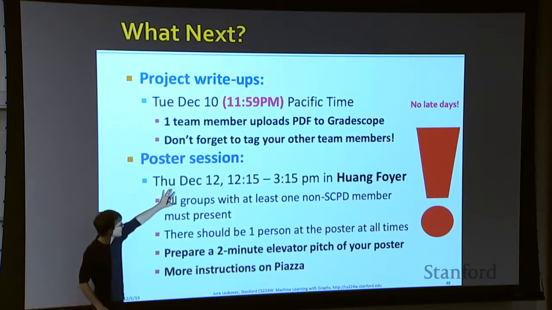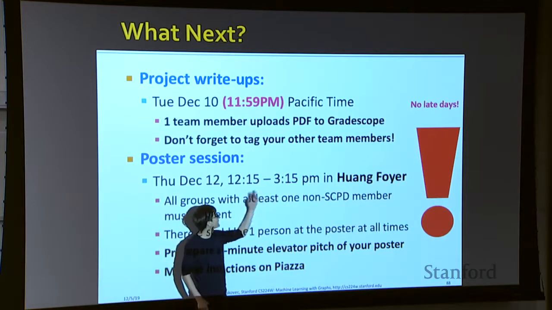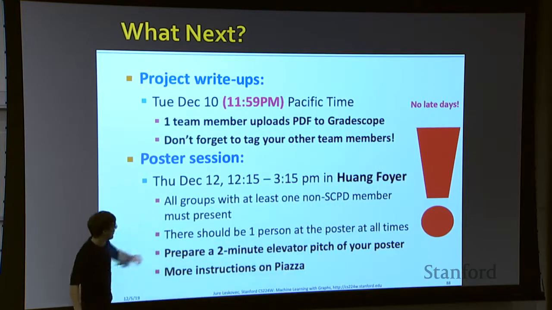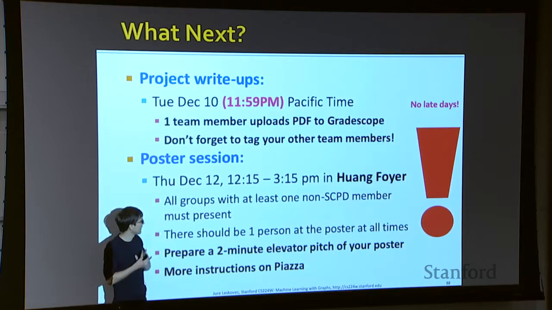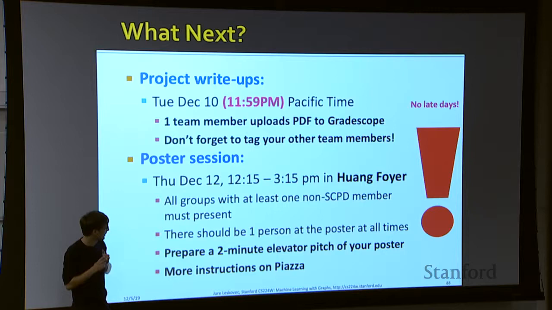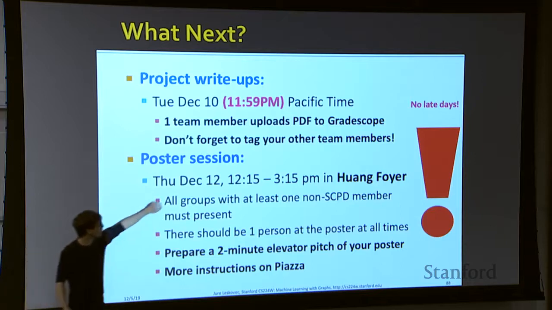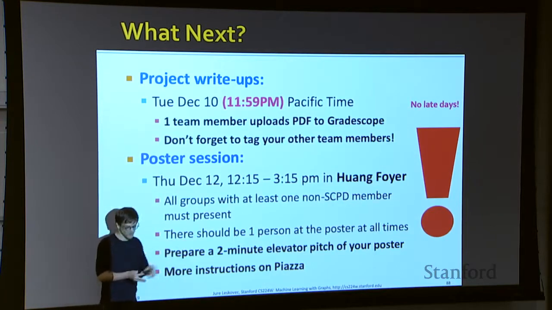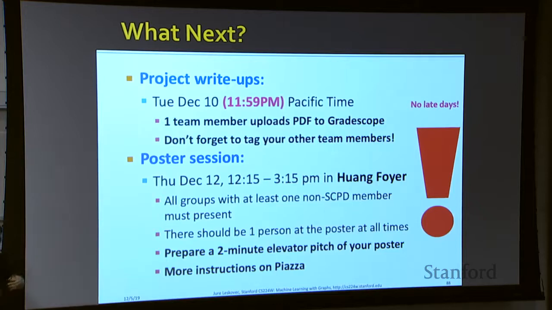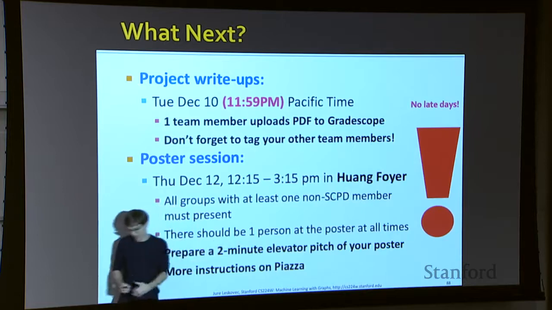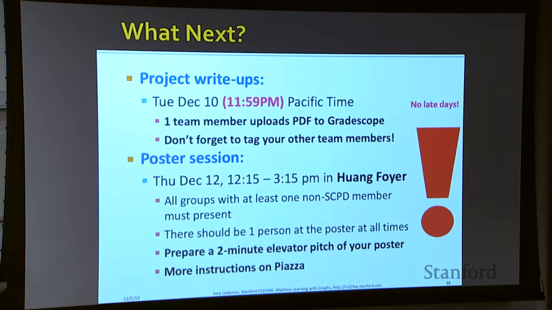And then we'll have a poster session next week on Thursday during the final exam time. This means between 2:15 and 3:15. It will be outside the classroom, here in the foyer of Huang building. All groups with at least one non-SCPD student should present, and there should be one person at the poster for the entire duration of the 3-hour session. You can swap members, but there should be somebody ready to answer questions at your poster at all times, and other members can go around and talk to other people.